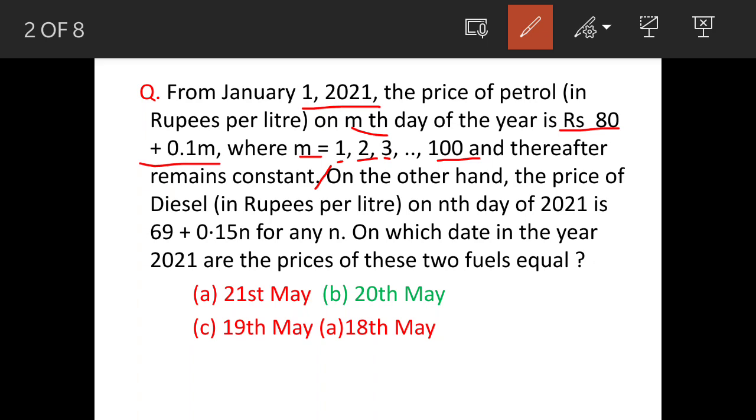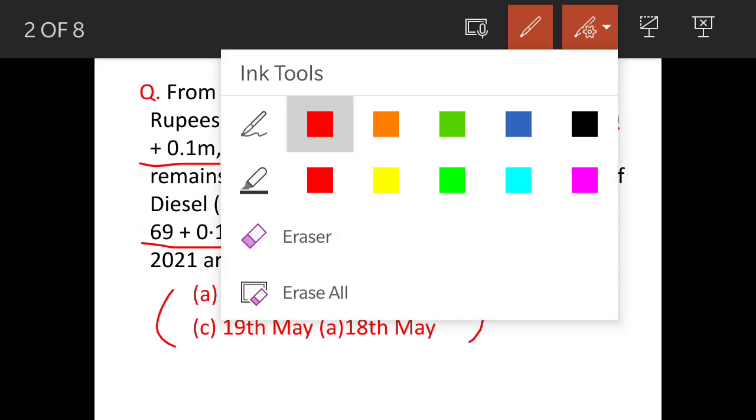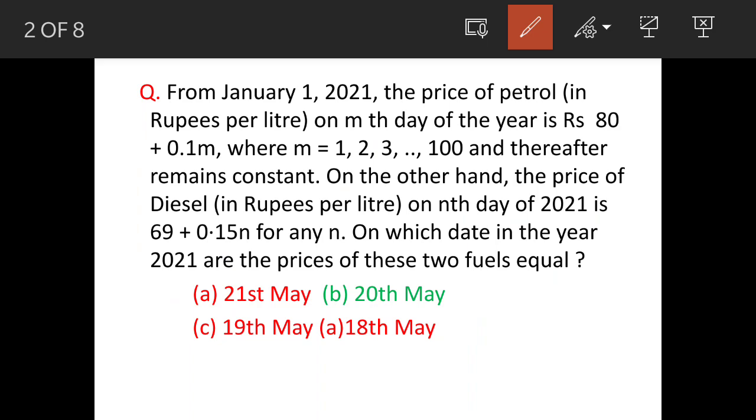On the other hand, the price of diesel, rupees per litre, on the nth day of 2021 is 69 plus 0.15 n for any n. Here, the value of n is not given. Any n is given. So, on which date in the year the prices are going to be the same, the options are given. So, we'll see the answer. Now, before we see the answer, read the question properly and very carefully.